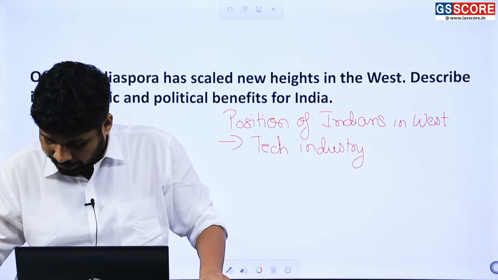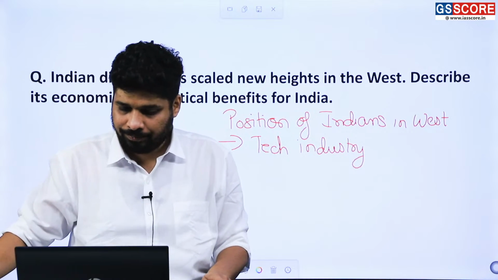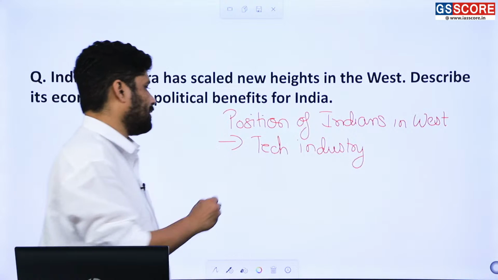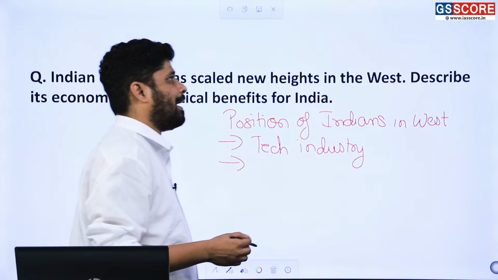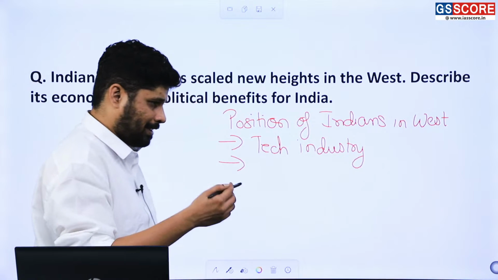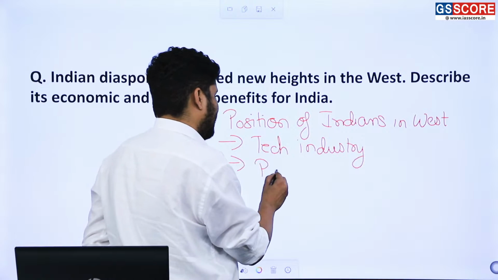Examples में क्या लिखोगे? Examples में you can write about सुंदर पिचाई and सत्य नडेला. ठीक है, ये दो examples लिख लो. Next is the positions that Indians have currently held or are currently holding in the political arena of the West.